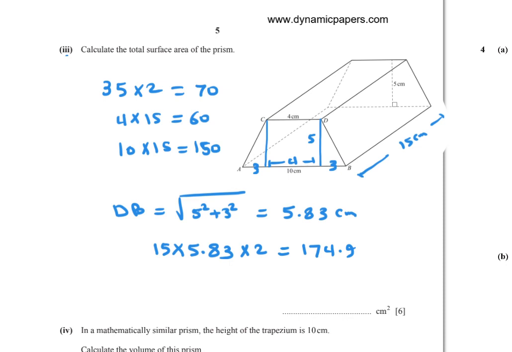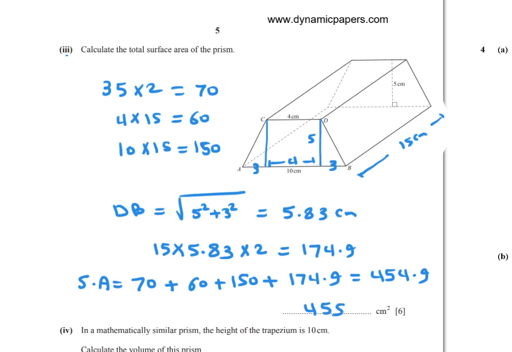equals 174.9. Now for the total surface area, add the two trapezium, the rectangle at the top, the rectangle at the bottom, and the two rectangles at the two sides, 174.9, equals 454.9. So 455 to 3 significant figures.